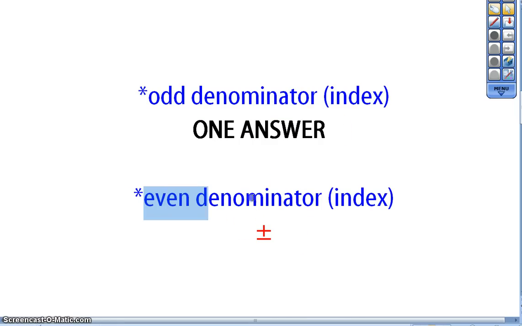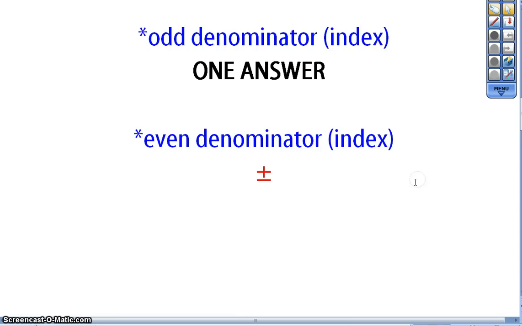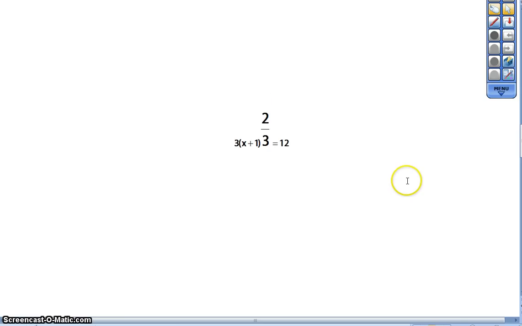When you have an even denominator or an even index, you have to make sure that you're doing the plus or minus of that answer. Now, if you just put it in your calculator, it's only going to give you the positive. So you have to remember, when you have an even denominator or an even number inside the index, you need to plus or minus your answer. All right, so here we go. Let me change this for us.